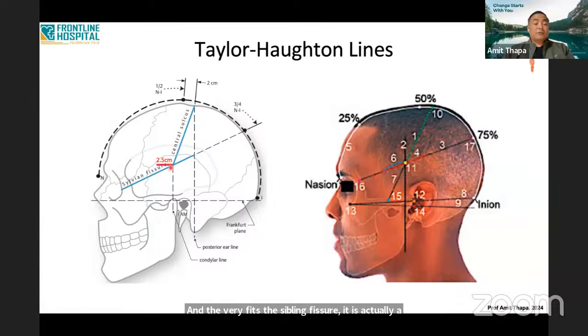Now, that point where it hits the sylvian fissure can also be made by the condylar line, which starts from the condyle and it goes up. And this line is almost 2.5 centimeters from the pterion.